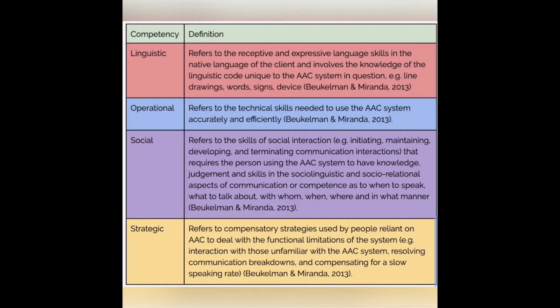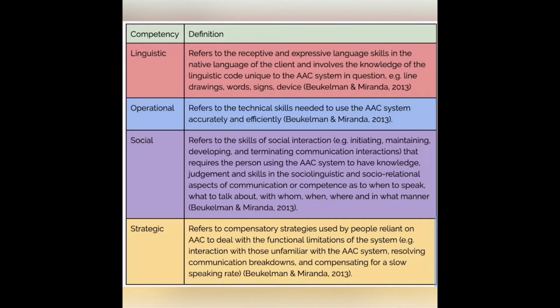The DAGG-2 is based on Light's 4 competencies. Light's 4 competencies are: 1. Linguistic. This refers to receptive and expressive language skills and codes unique to the AAC system. Examples are words, signs, line drawings, and devices.